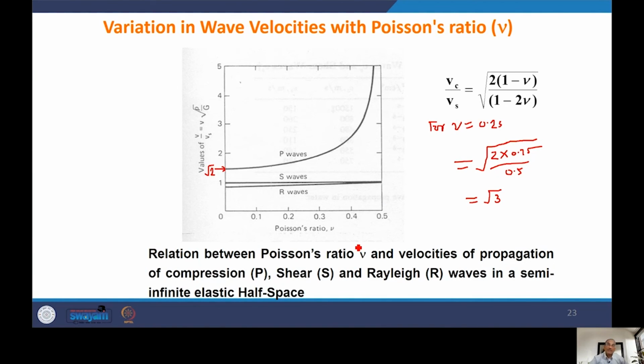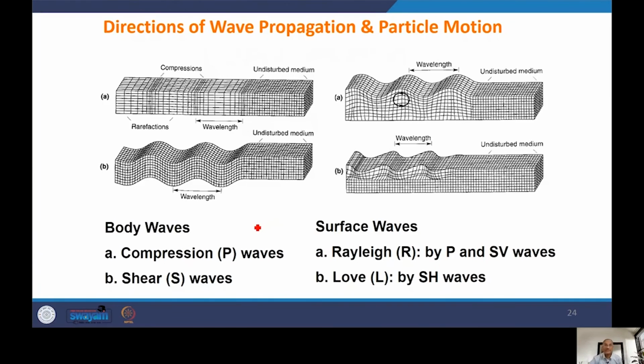Now the last slide here. As we said, there are two types of waves: one is called body wave, another is surface wave. In body waves you have two types again: compression, that is P wave, and shear, S wave. Now how can we define the P wave in compression waves? There are two things: one is called direction of wave propagation, and another is called direction of particle motion. For P wave, the direction of wave propagation and particle motion is the same, and that is called compression wave.